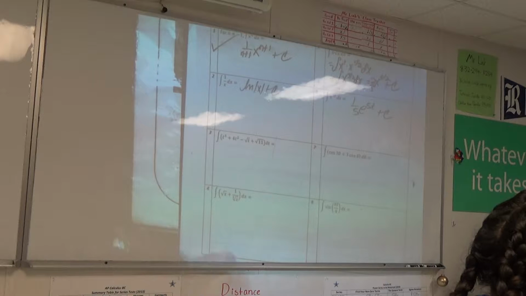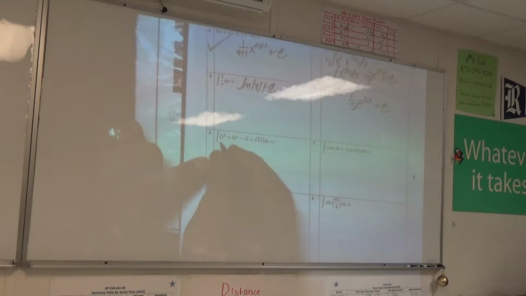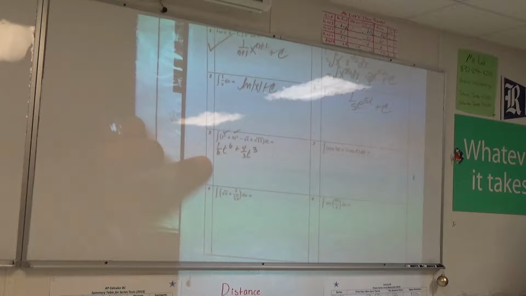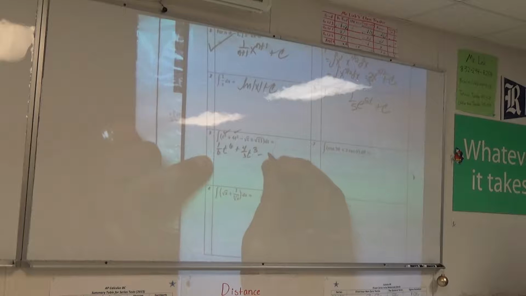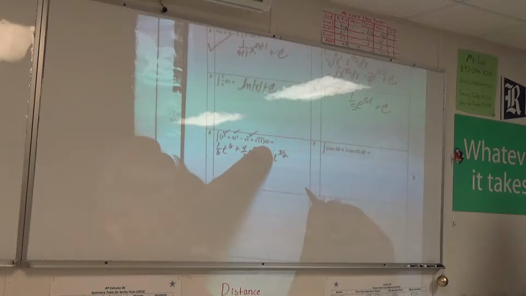Number 3, okay, tell me about number 3. 1/6 t to the 6th plus 4/3 t cubed. I'm with you so far. We got that one. Minus 2/3 t to the 3/2. Great. Plus c.